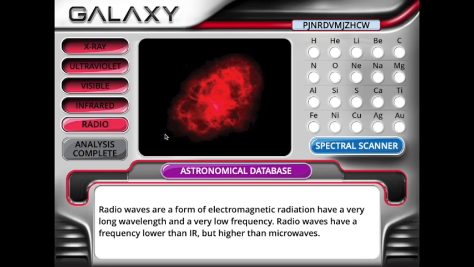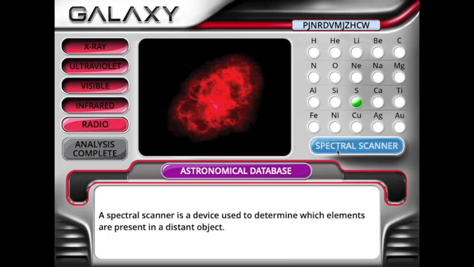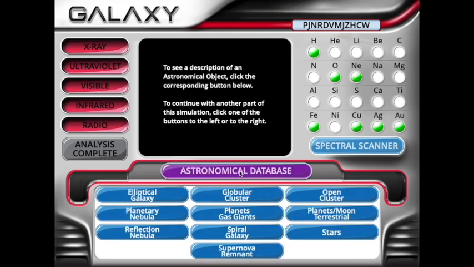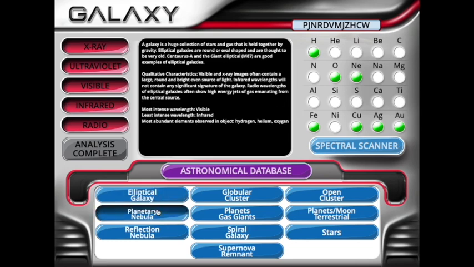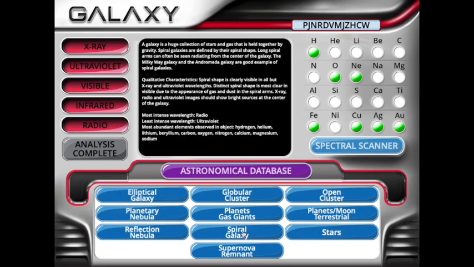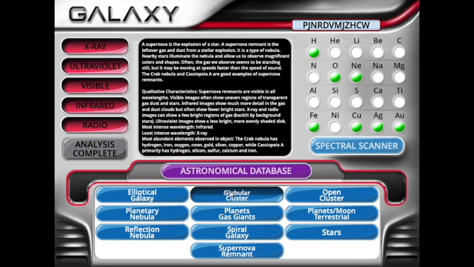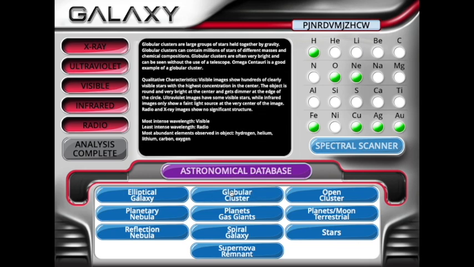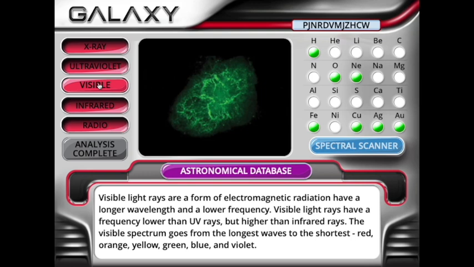Next, select the Spectral Scanner button for display of the major elements present in the emissions from the celestial object. Again, note the elements present in the object. After completing your observations, select the Astronomical Database button in the middle of the screen and review the features of the various celestial objects. If you need to recheck any of your previously collected data, simply select any of the electromagnetic spectrum or spectral scanner buttons.